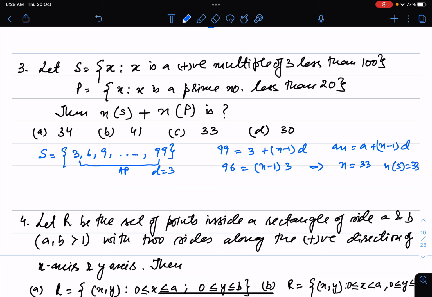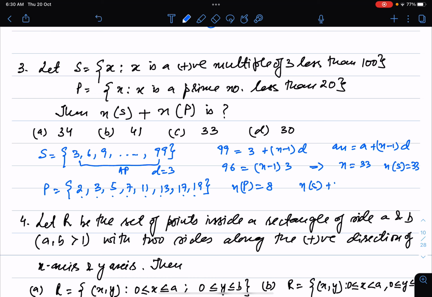Similarly, we have to find out the value of n(P). P is prime numbers less than 20. This is an easy one. So 2 is the first prime number, then 3, then next is 5, 7, 11, 13, 17, 19. So how many numbers are there in P? 1, 2, 3, 4, 5, 6, 7, 8. 8 prime numbers which are less than 20. So n(S) plus n(P) is equal to 33 plus 8. So answer is 41. So B option. See, in B it is written 41. So B is the option.